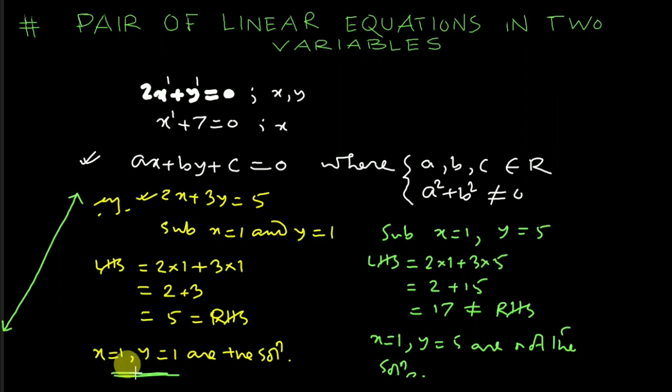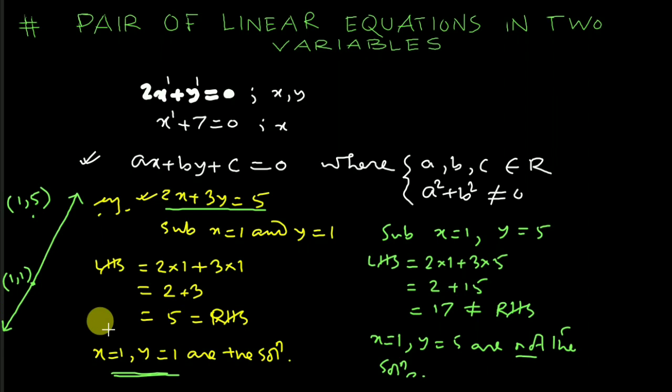Now, since x equal to 1, y equal to 1 are the solution of the given equation 2x + 3y = 5, it indicates that these two values, the solution, will be on this line. So this is (1, 1). (1, 1) is a solution of the equation, and this point will lie on this line. On the other hand, x equal to 1 and y equal to 5 are not the solution of the given equation. For this point, that is (1, 5), will not be on this line. (1, 5) will be outside of this line. This is the geometrical meaning of the equation and its solution.